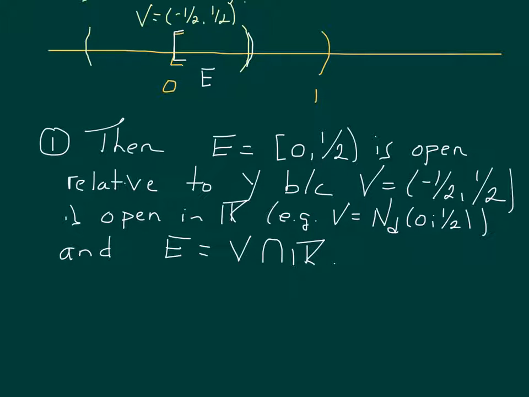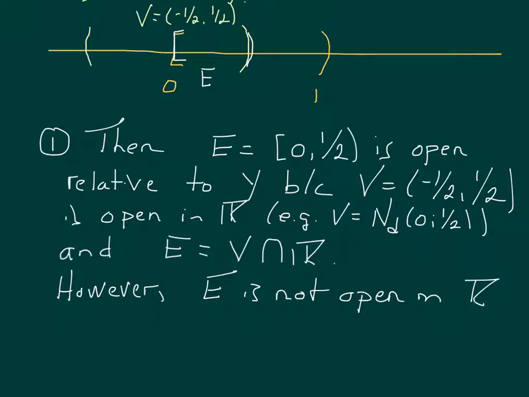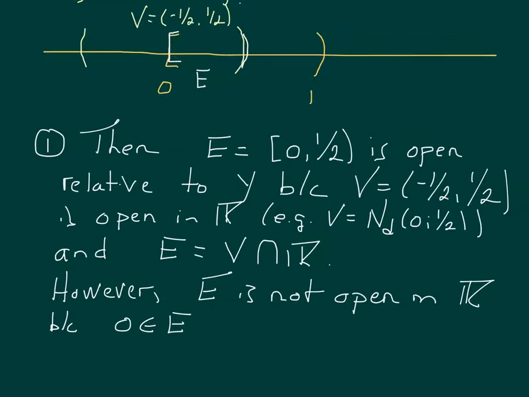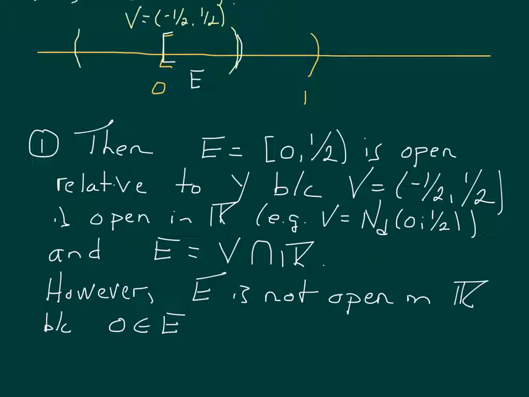Okay, so what did we show? We showed that this set here is open in Y. On the other hand, it certainly doesn't look open in R. So let's write that down. However, we should note E is not open in R. Well, for example, because 0 is in E. There it is.